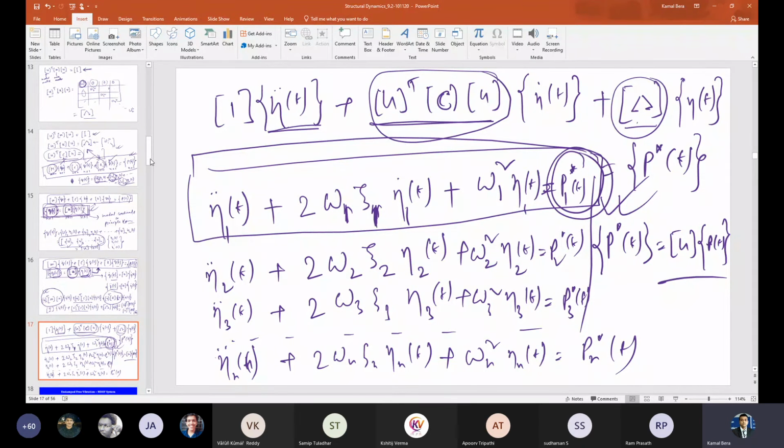And as I already mentioned, if it is 1000 degrees of freedom, you do not need to solve 1000 such equations. Solving only the first 10 equations will be good enough for your engineering purposes.